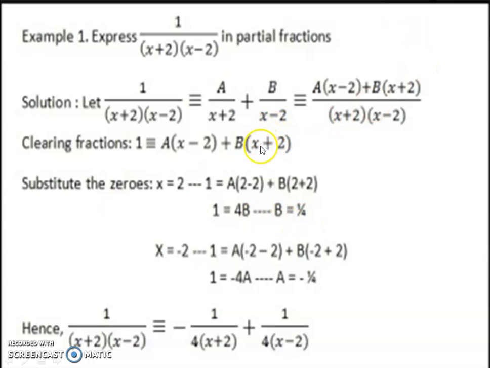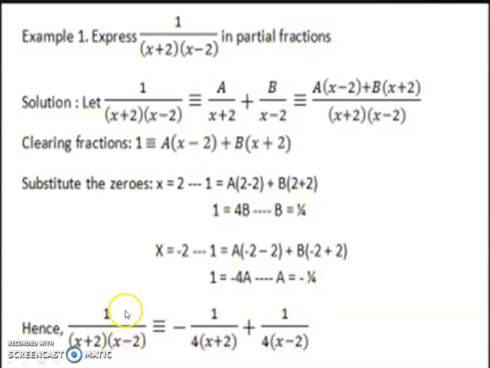Now we have to consider the second factor, x plus 2. So x plus 2 equal to 0, that means x equal to minus 2. So we put x equal to minus 2 in this equation. So 1 remains the same, is equal to capital A in bracket, instead of x we put minus 2 minus 2, plus capital B, instead of x we put minus 2 plus 2. So minus 2 plus 2 gives value 0, and 0 into anything is 0. So we remain with minus 2 minus 2, which is minus 4. That's why minus 4 goes to this side, so we derive the final answer: A is equal to minus 1 upon 4.